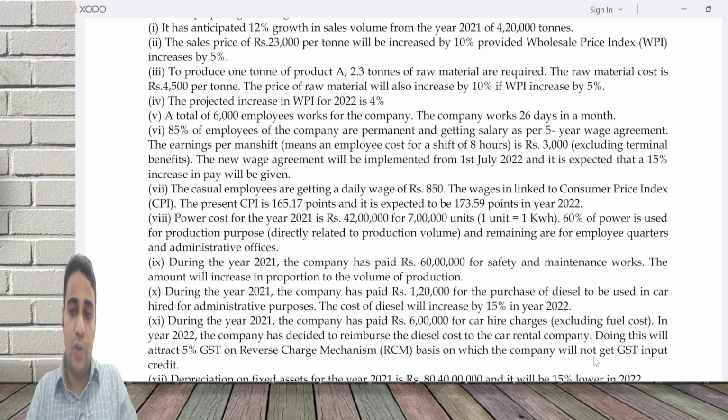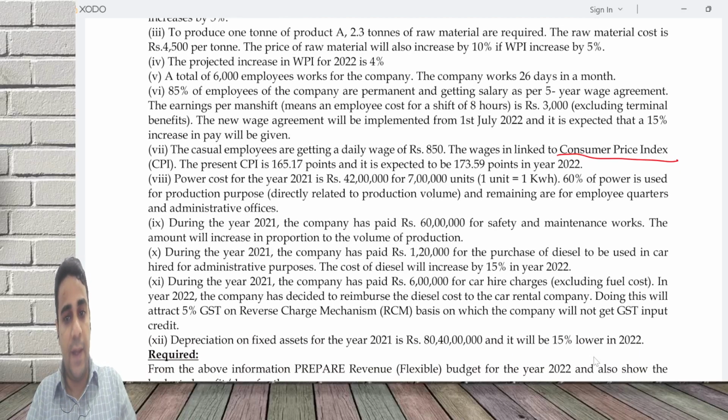It is linked to consumer price index. Present CPI is 165. It will become 173. Power cost is 42 lakh. 60% is used for production purpose. Remaining is for employee quarters. During the year 2021, company has paid 60 lakh for safety and maintenance work. The amount will increase in proportion to the volume of production.